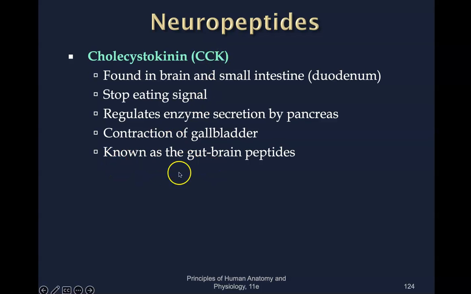Okay, other neuropeptides: cholecystokinin. Cholecystokinin is a good one to know because it's known as the gut-brain peptides. They're found in the brain and in the small intestine. These are the neurotransmitters responsible for our stop-eating signal, like, okay, I'm full, stop eating. They also regulate enzyme secretion by the pancreas, as you'll get into more in the digestive system, and the contraction of the gallbladder to release your bile that helps break down fats. I like to introduce that because you will talk about cholecystokinin, CCK, in 202.